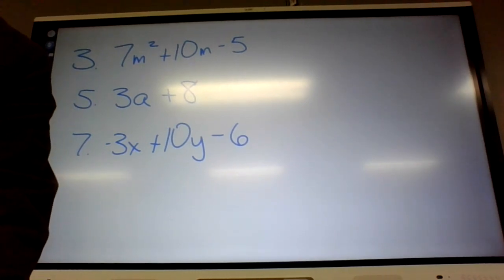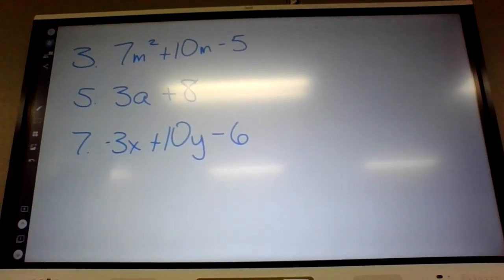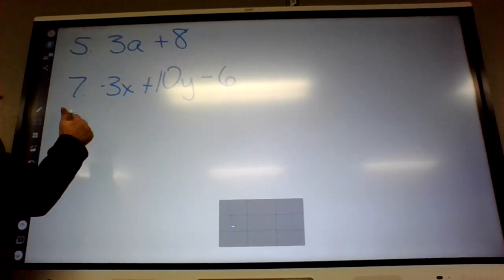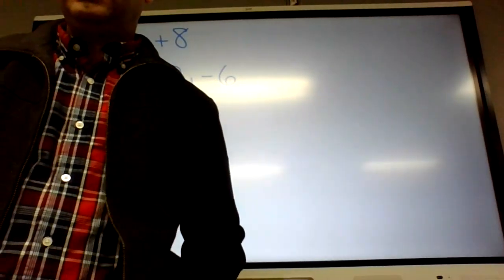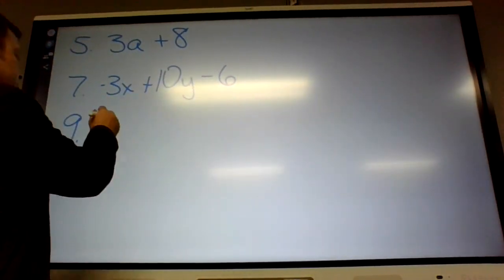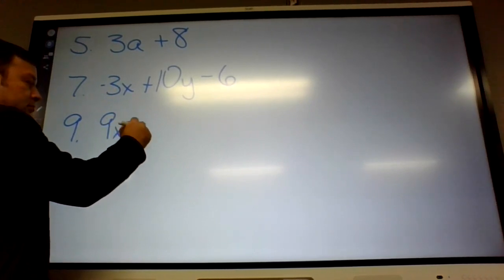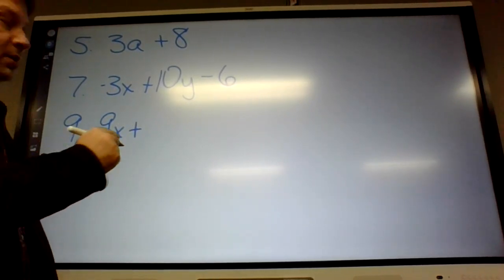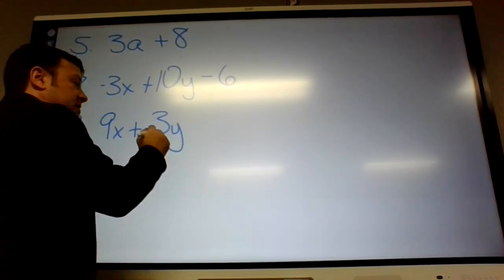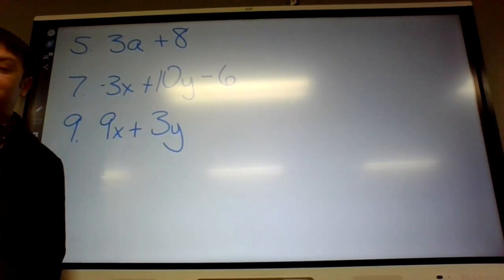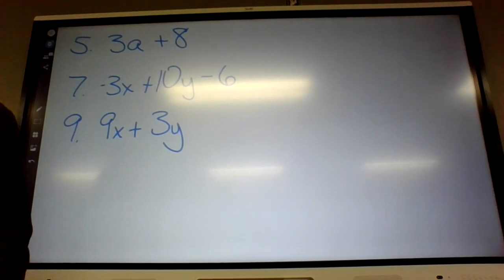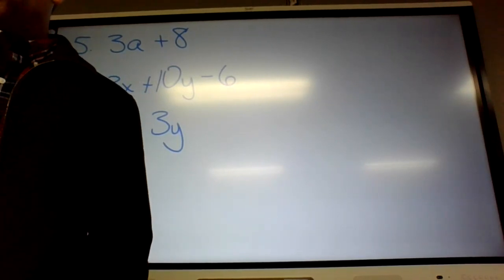Okay, number 9. Is it going to be 5 plus 4x equals 9x? Yep. 5 plus 2y equals 3y, 9x plus 3y. Yeah, so it's the same thing. They're just writing it horizontally, which is the normal way to write it. So really, this is how it usually looks.